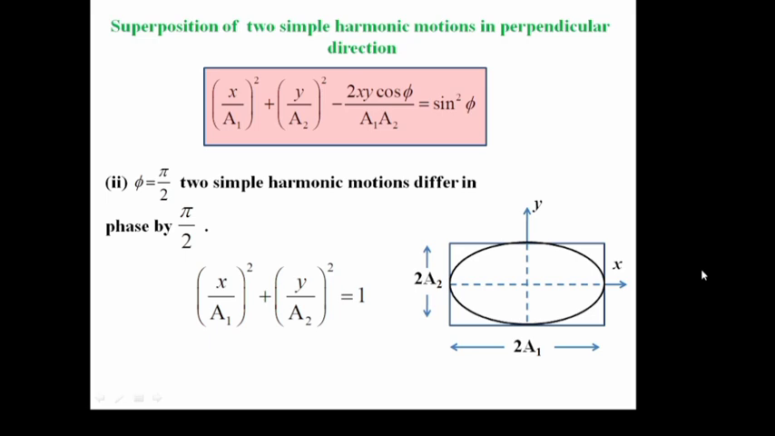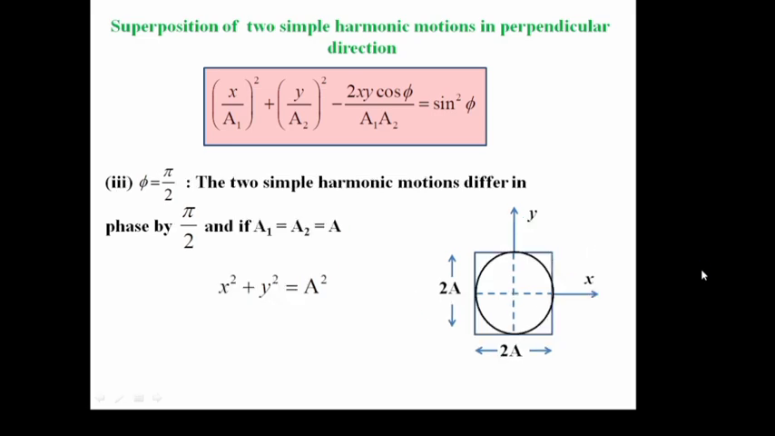For phi equal to pi by 2, we get x squared by a1 squared plus y squared by a2 squared equal to 1. That is the equation of an ellipse, and the figure looks like an ellipse. It is the Lissajous figure for this case. Now if a1 equals a2, the amplitudes are the same, the equation becomes x squared plus y squared equal to a squared, for phi equal to pi by 2. So you can see, depending upon the initial phase difference, how this form is changing.